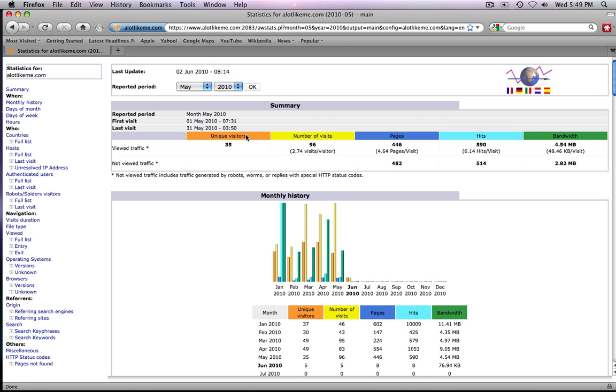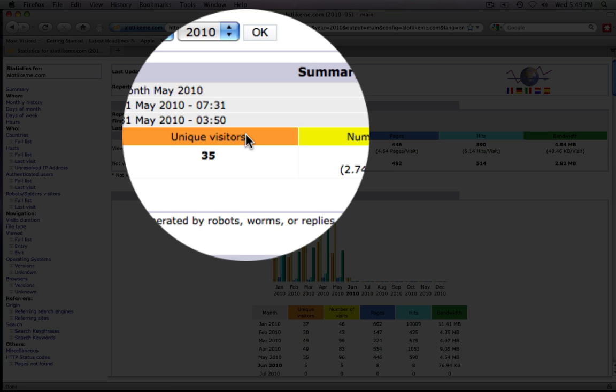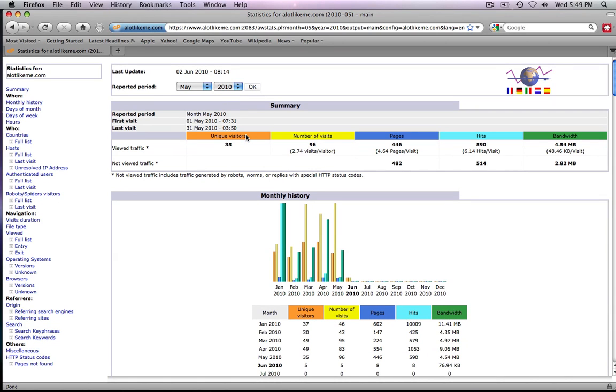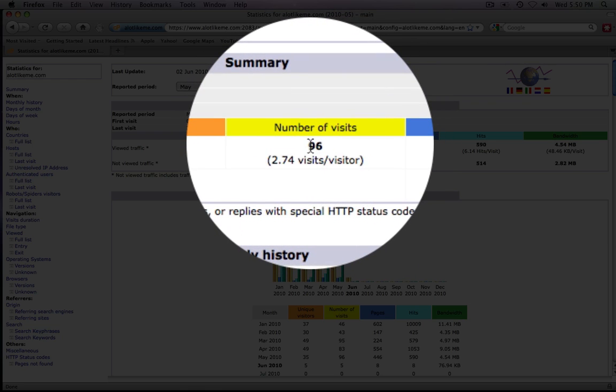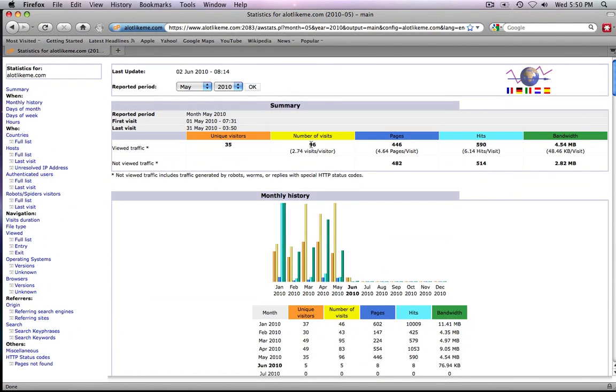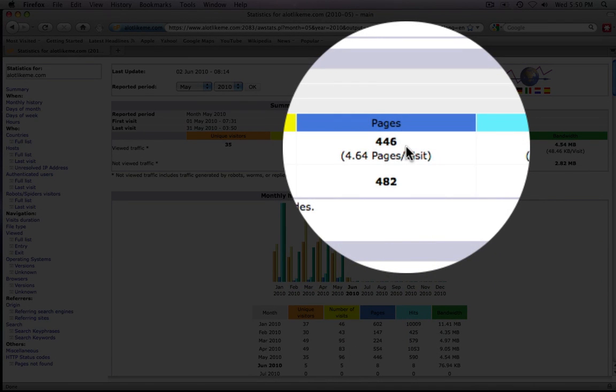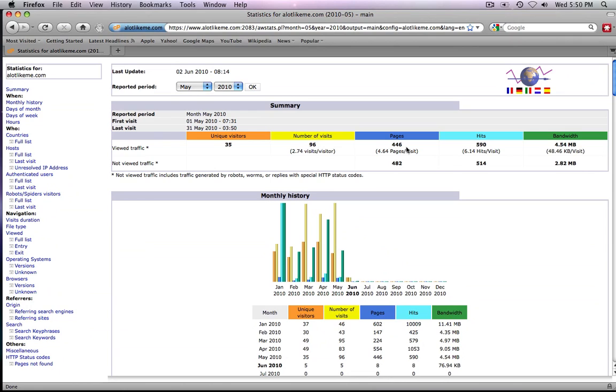Unique visitors are people who can only visit your website one time a day. That's a unique visitor. The number of visits those unique visitors have, so if he comes back twice, that comes up over here, as you see the 96. The number of pages is how many pages the 35 or 96 different visitors viewed when on the site.